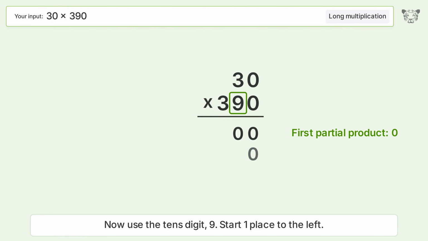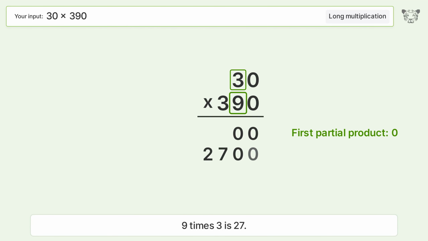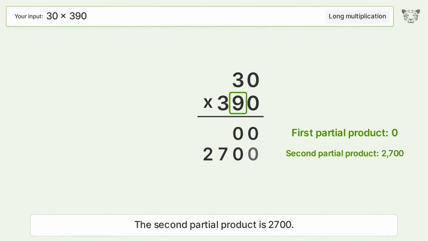Now use the tens digit, 9. Start one place to the left. 9 times 0 is 0. 9 times 3 is 27. The second partial product is 2,700.